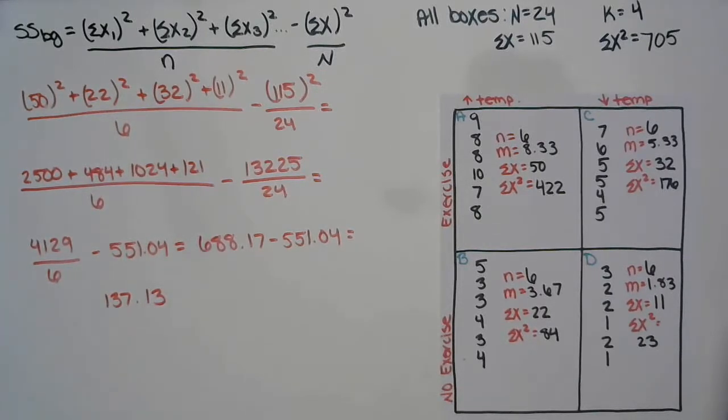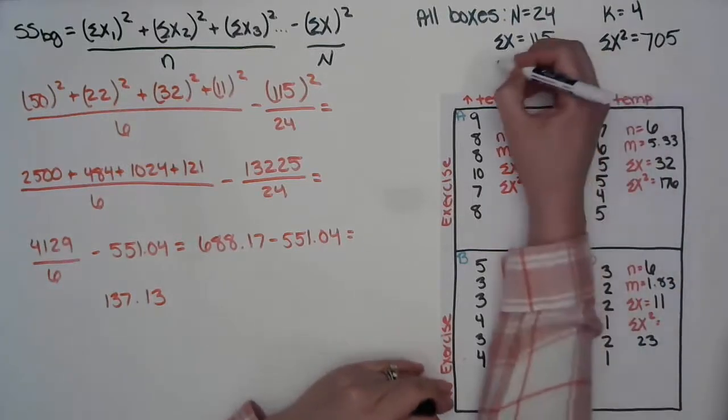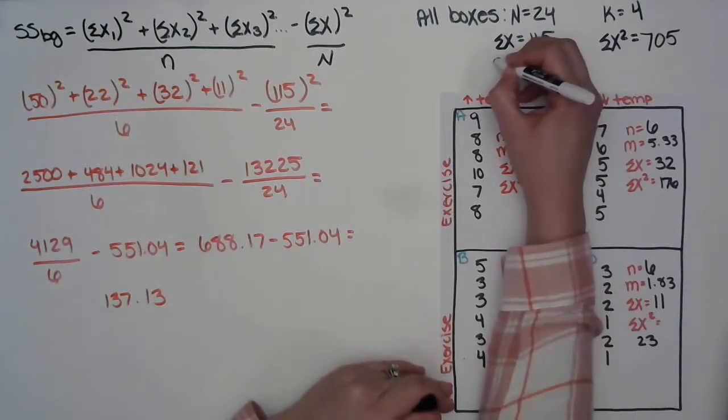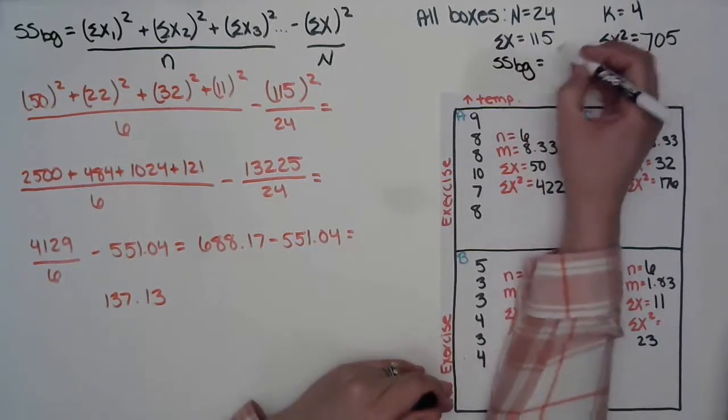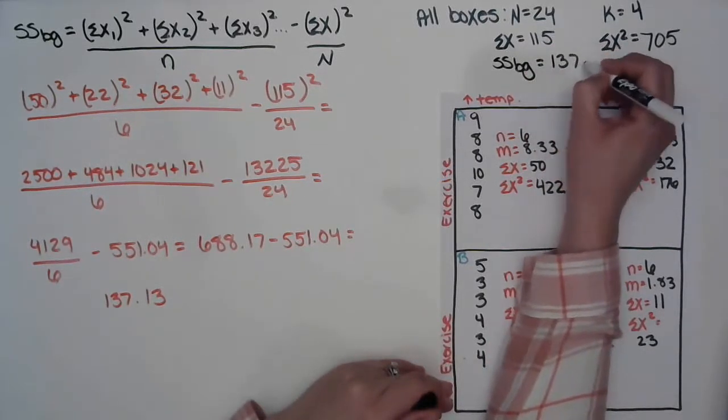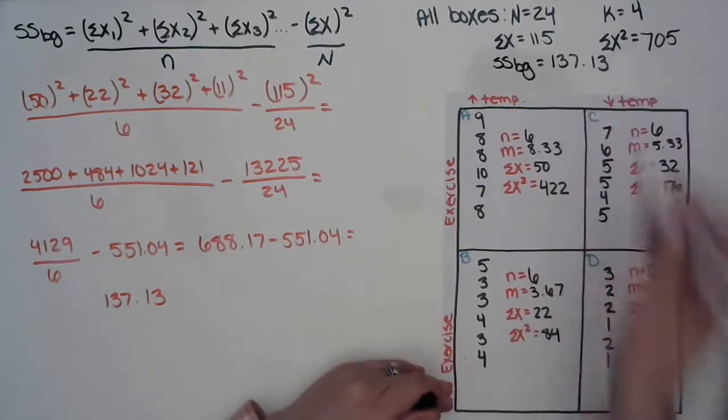This isn't going into our table. This is going to be used later to help us find the sum of squares within groups, but let's make a note of it over here. The sum of squares between groups equals 137.13.